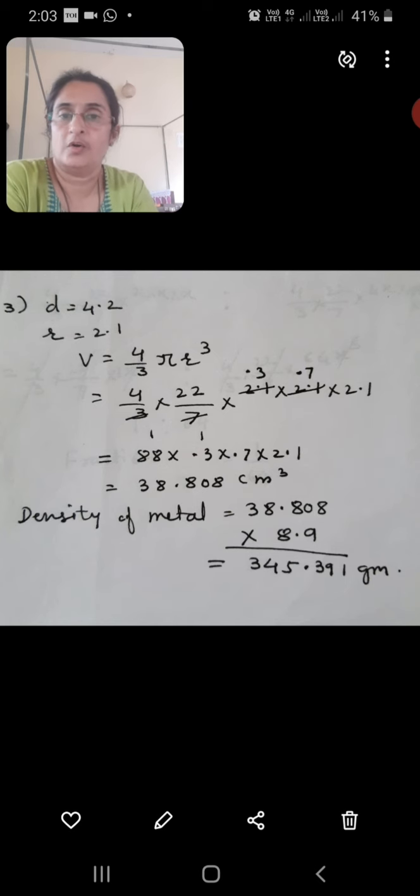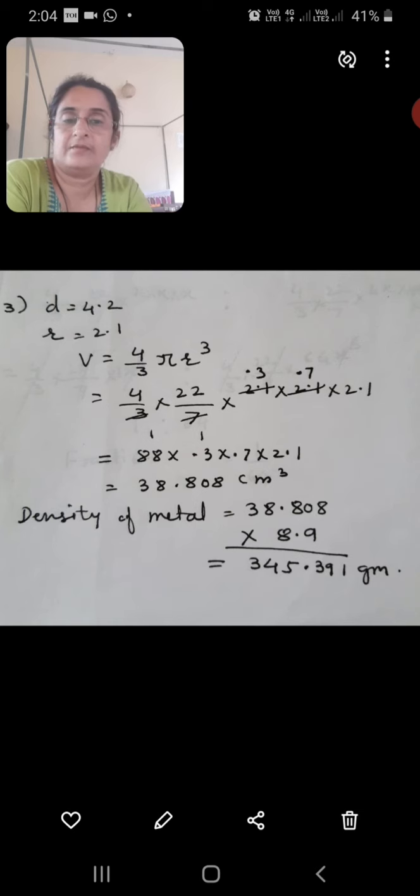So to find out the volume of this sphere, we are going to use the formula 4 upon 3 pi r cube. So 4 upon 3 as it is, pi's value 22 upon 7 we will take. Diameter is given, that is 4.2, so radius will be 2.1. Take 2.1 three times because it is r cube. Then when you solve, you will get the volume as 38.808 centimeter cube.